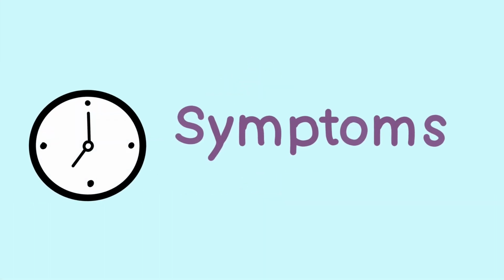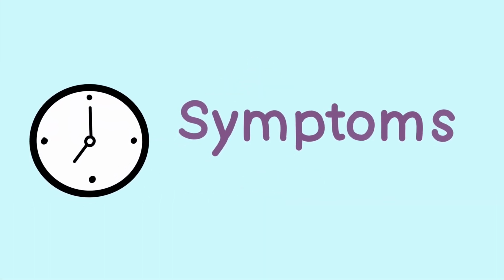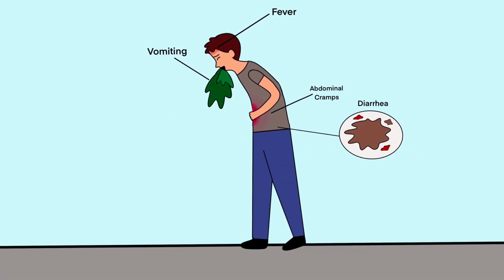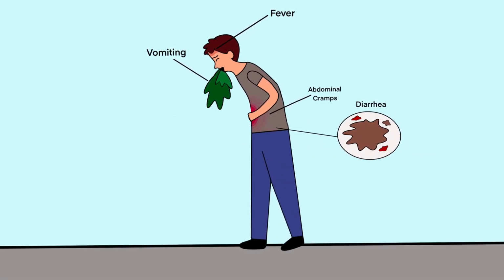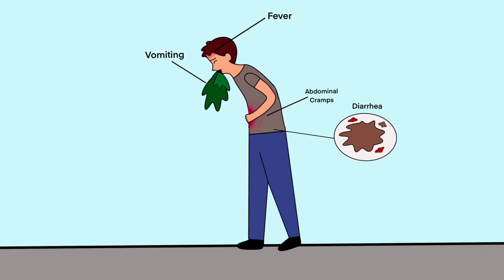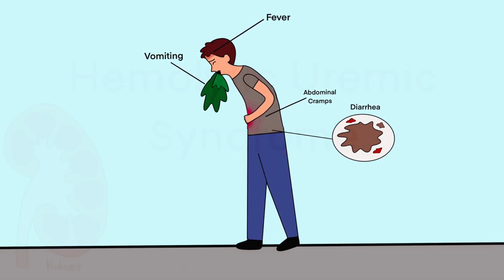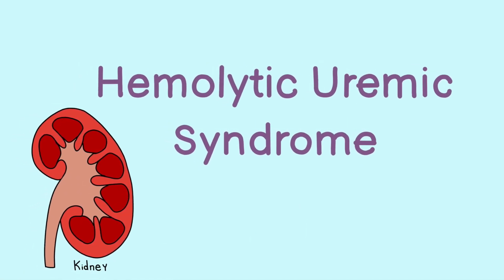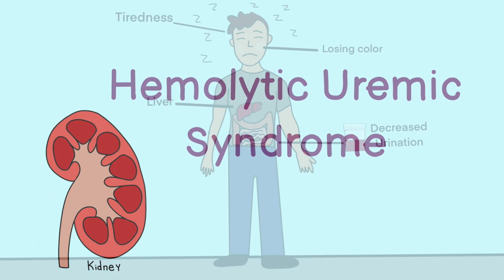You may see symptoms after being exposed to STEC anywhere between 3 to 4 days. Symptoms usually subside anywhere between 5 to 10 days. Symptoms can include diarrhea, oftentimes bloody due to the intestinal walls being damaged, vomiting, abdominal cramps, and sometimes people can develop a slight fever. In severe cases, STEC can cause hemolytic uremic syndrome, also known as HUS.